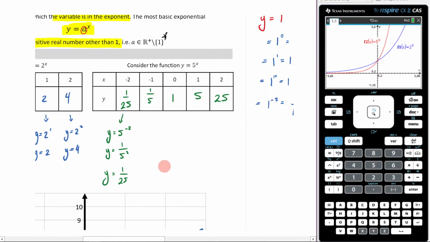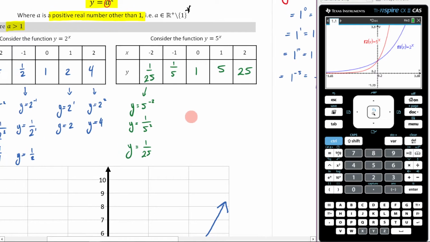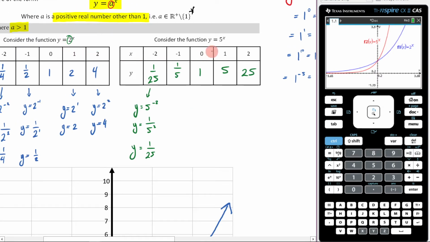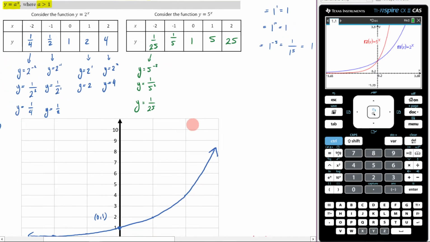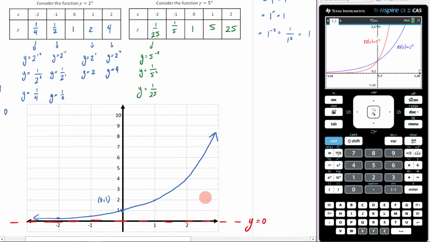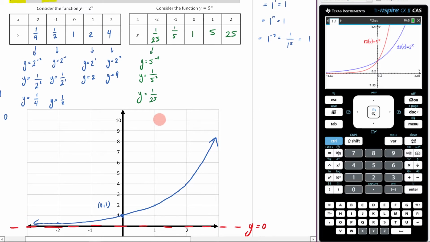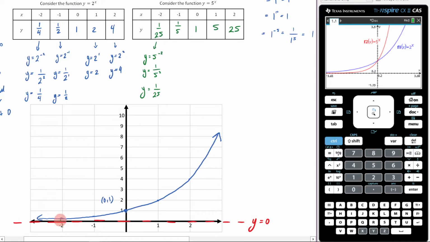All right, if we now try to sketch this one, take note of the difference here is the base. Here was 2, here was 5. How is that going to make things different? Well, now when I have x being equal to -2, it's even lower than there. It's 1 on 25. That's tiny. Then it's 1 on 5. It's going to be below there again.